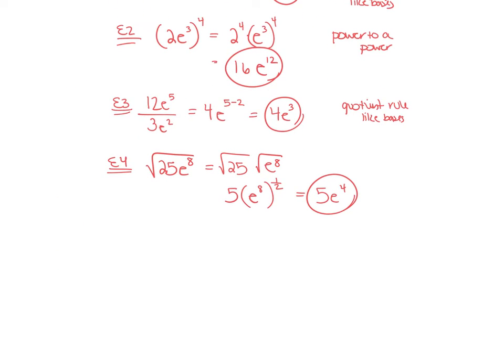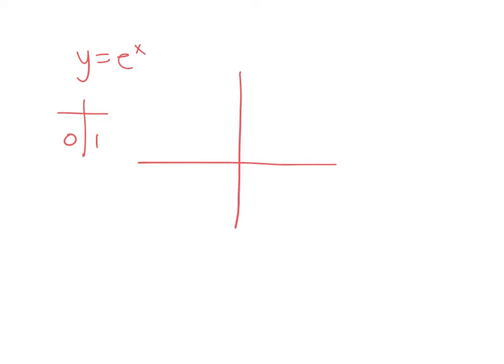Okay, the last thing for today that we're going to look at is graphing exponential functions. So let's just look at y equals e to the x. Just like when we practiced exponential growth and decay, the first point is when we plug in 0. e to the 0 power is 1. Remember, anything to the 0 power is 1. So you have the point (0, 1).